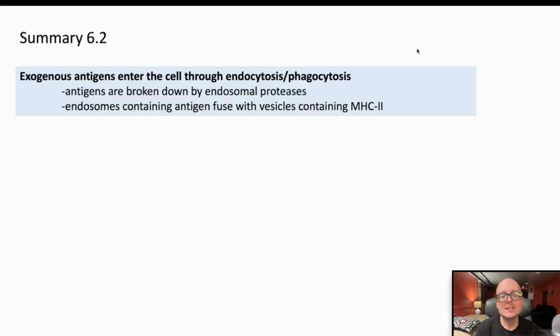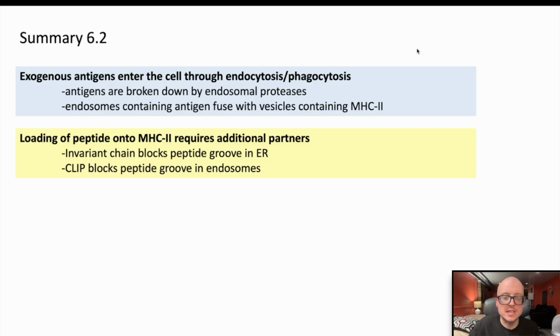So summarizing this lecture on exogenous antigen processing, we saw that exogenous antigens enter the cell from the outside through endocytosis or phagocytosis, depending on the cell type. And within compartments like the endolysosome or the phagolysosome, they're broken down by acid and by proteases. And eventually, vesicles containing those digested peptides fuse with vesicles containing MHC class II. That MHC class II originates in the rough ER, but its antigen binding groove is blocked by invariant chain, which eventually is degraded into CLIP.